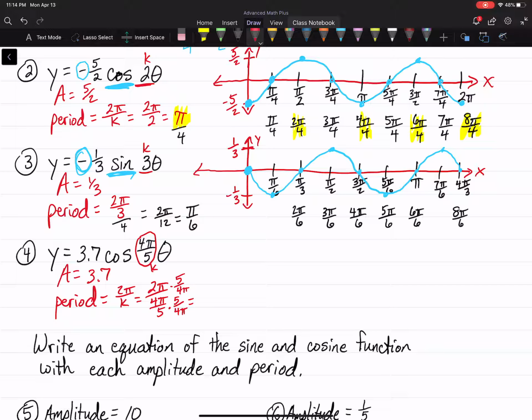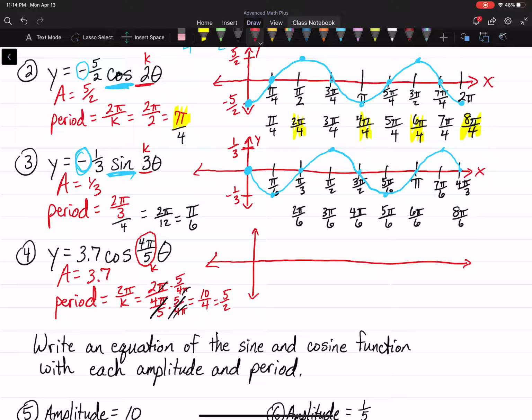And that will be 10 over 4. The pi's actually cancel. Everything down here cancels. So I'm left with 10 over 4, which reduces to 5 halves. So we will be counting for this problem to 5 halves. 5 halves is 1 period.